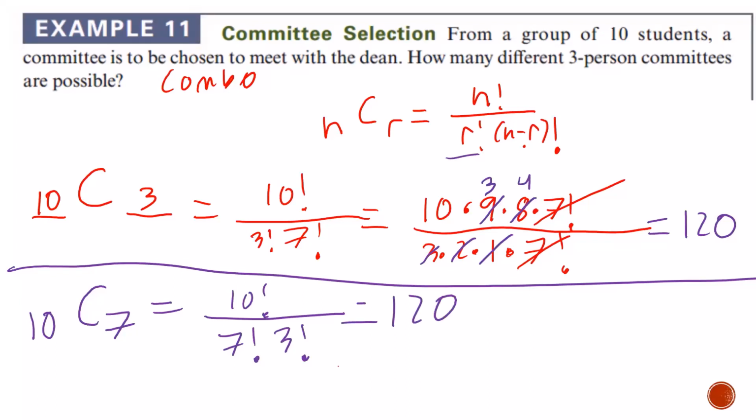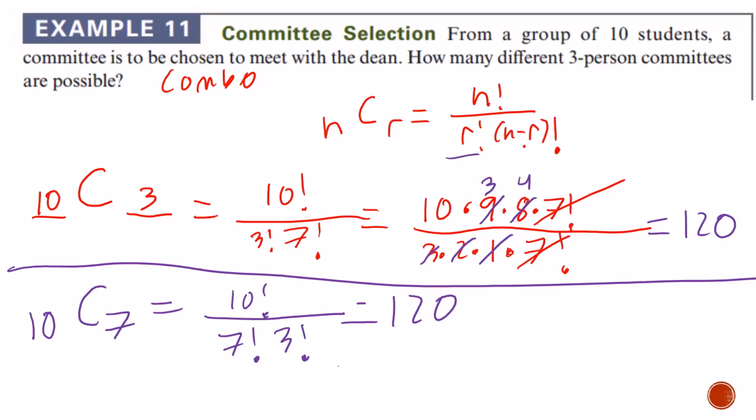It's a little confusing. Why should the number of 3-person committees and the number of 7-person committees be the same? And here's the answer. I could have rewritten this question as: from a group of 10 students, a committee must be chosen to meet with the dean. How many ways can I choose 7 students to not meet with the dean? Does everyone understand that choosing 7 to not meet with the dean is the same as choosing 3 to meet with the dean, right?